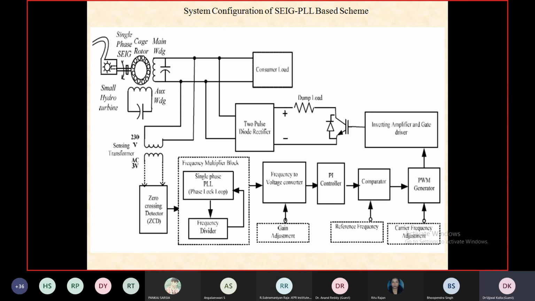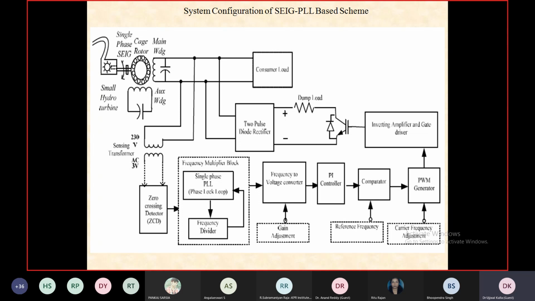Okay, so you may also replace the prime mover. Here the prime mover is a small hydro turbine, directly coupled with the rotor of the induction generator. Depending on the speed, the minimum speed should be 1000 rpm. If the prime mover speed is less, then you may require some gears to increase the speed of that prime rotor.